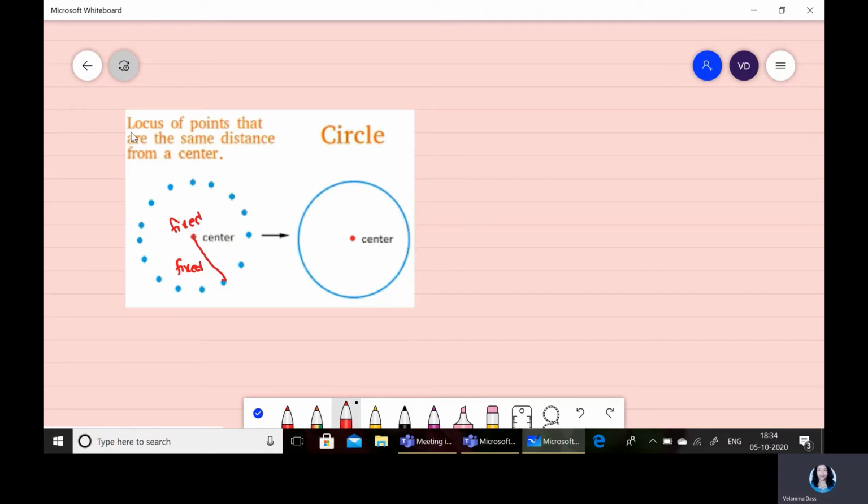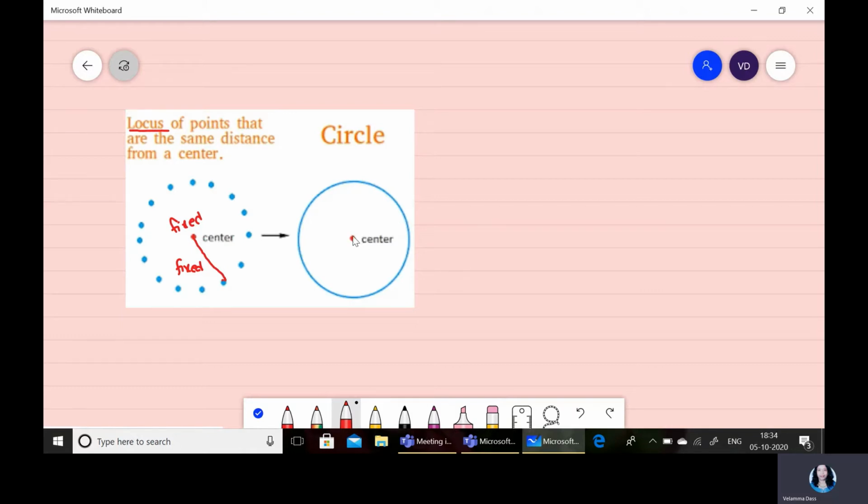Now this collection of points is nothing but the locus. Locus means a collection, like a bunch of grapes. So this collection of points is said to be a locus. So the locus of points that are at a fixed distance from a center, this we call the circle.